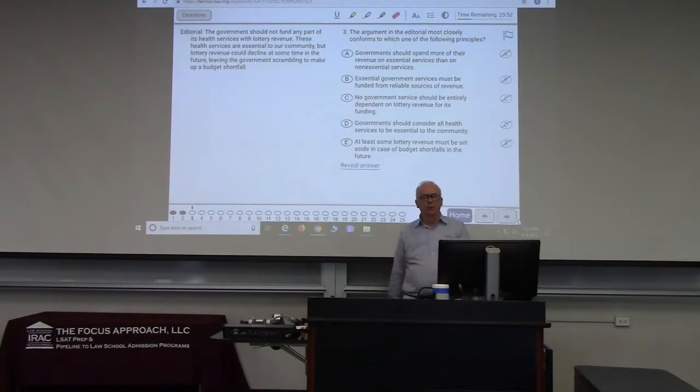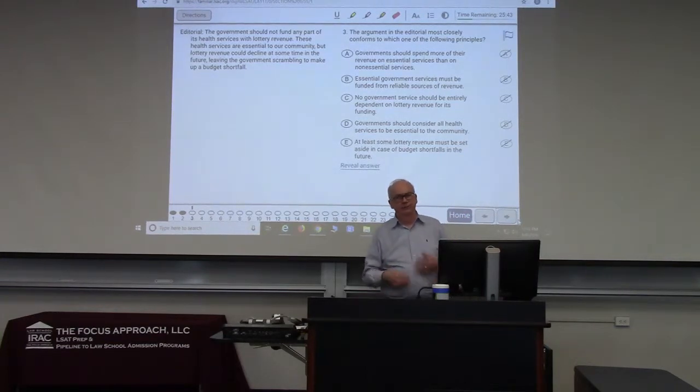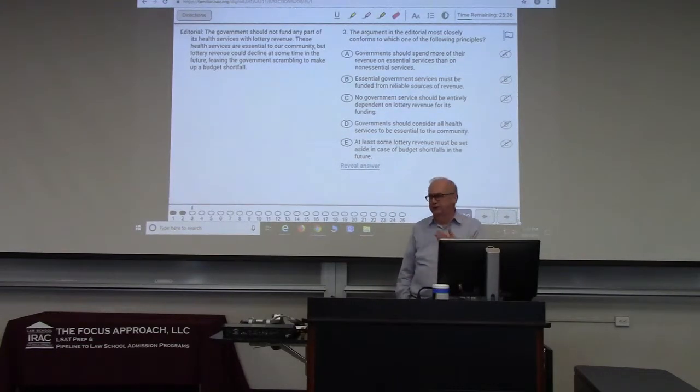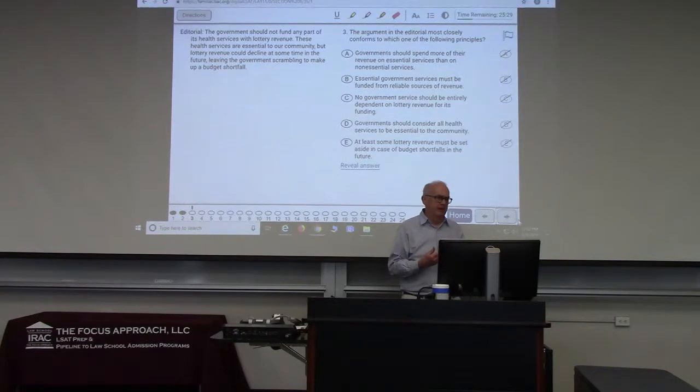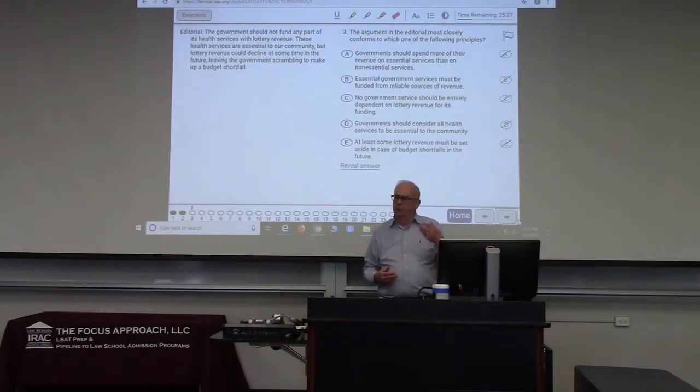The issue, upper right, read upper right. The argument in the editorial most closely conforms to which one of the following principles? Principles, very heavy, you're going to get about 5 principle questions, generally speaking. What's a principle? A principle is a broad statement. So when you're directed to conform to a principle, it will be a broader statement, and what I'm going to read is a hypothetical or an example. So let me get that. Okay, let's see what I have here.